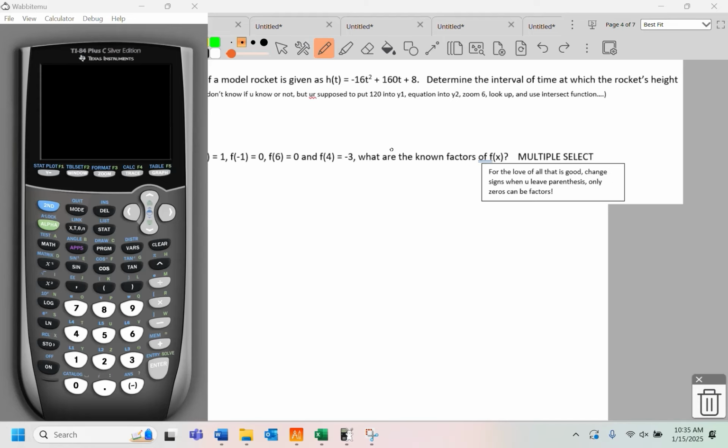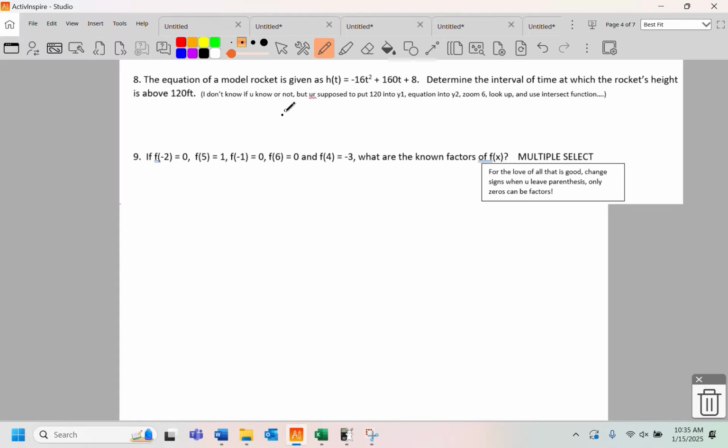All right, let's get this one done. So the equation of a model rocket is given as height as a function of time is negative 16t squared plus 160t plus 8. Determine the interval of time at which the rocket's height is above 120 feet.